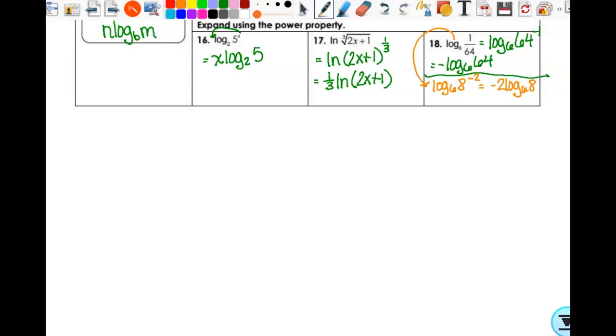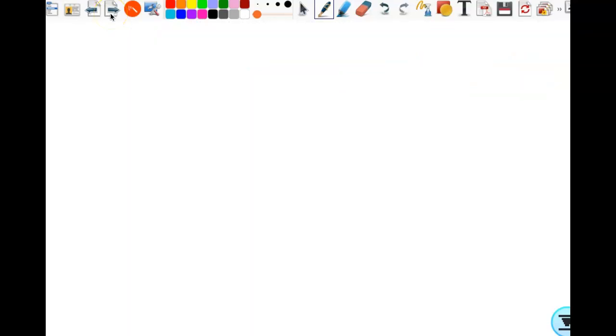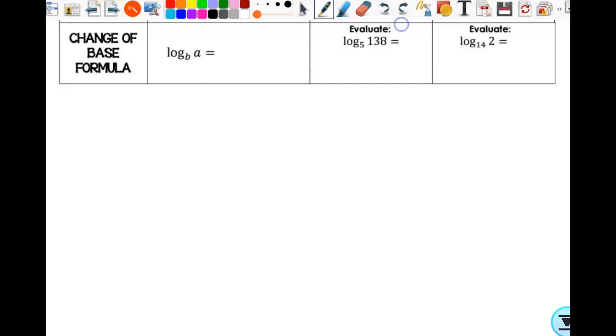Let's fill out this little reference sheet. Oh, mine's on a different page.